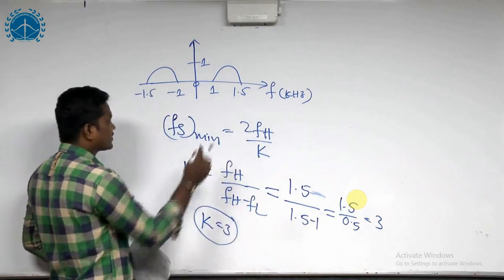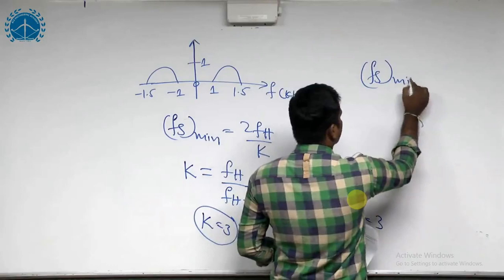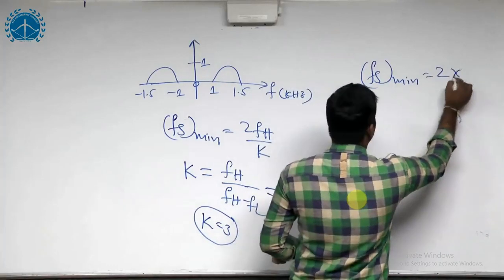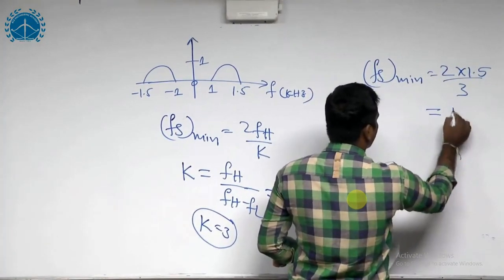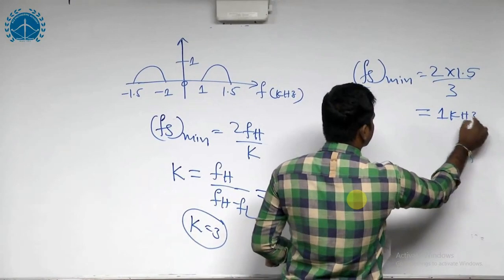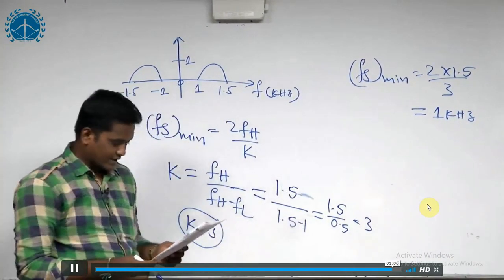So substitute this: Fs minimum equals 2 into 1.5 by 3, that equals 1 kilohertz, because the value is given in kilohertz. So the answer is 1 kilohertz. So the right answer is C.